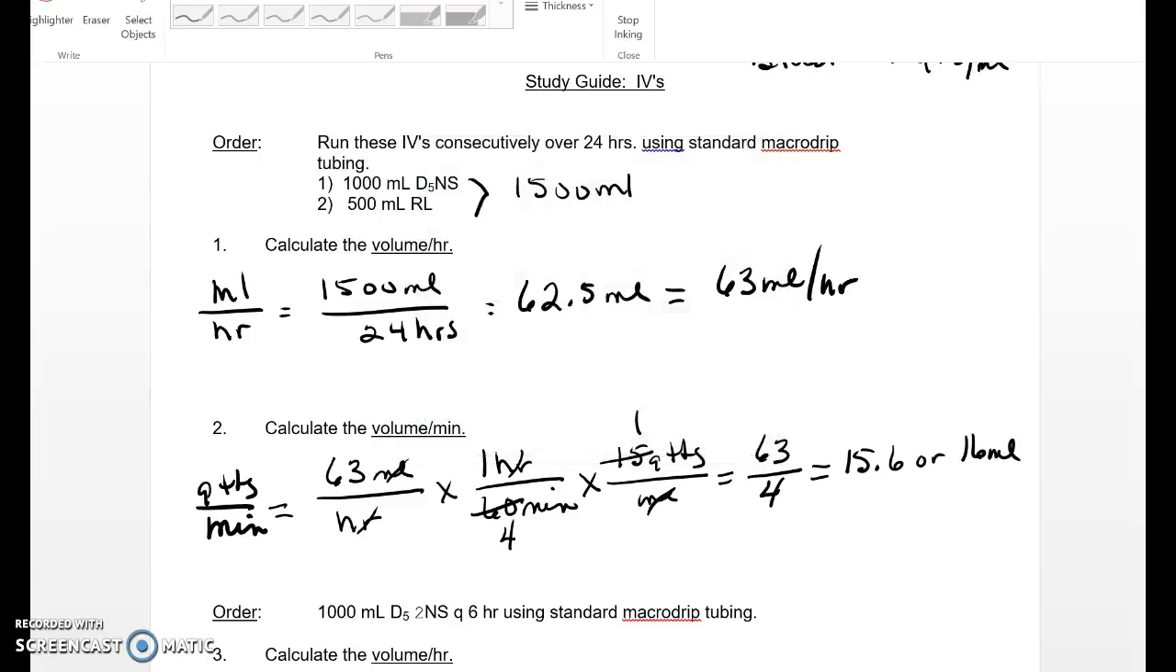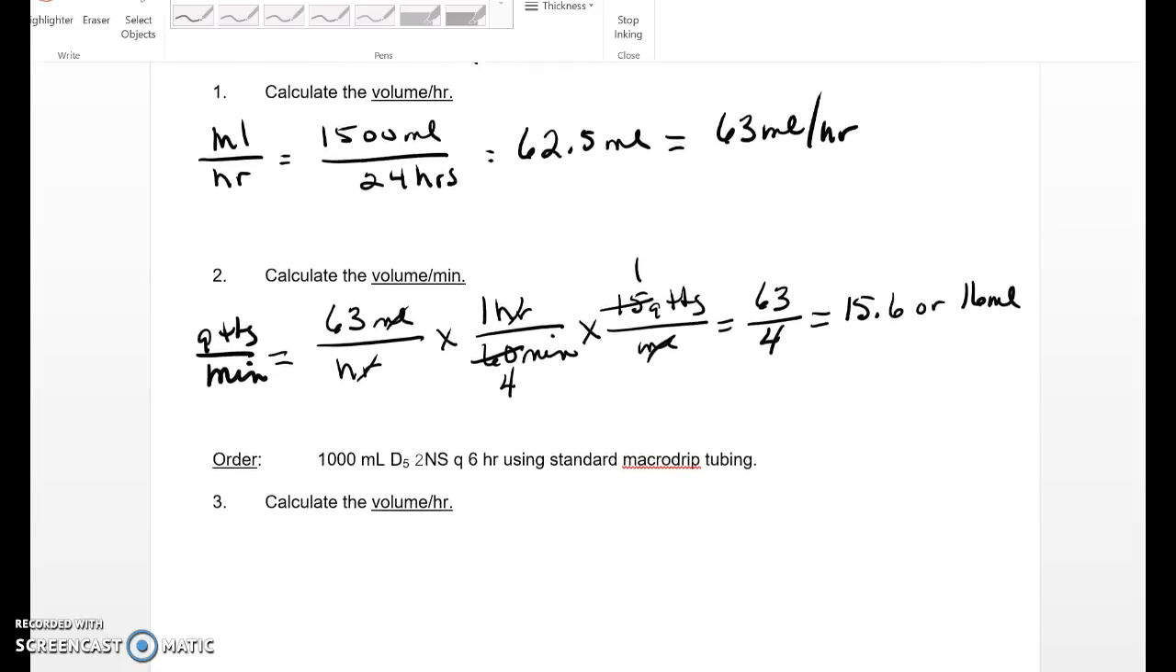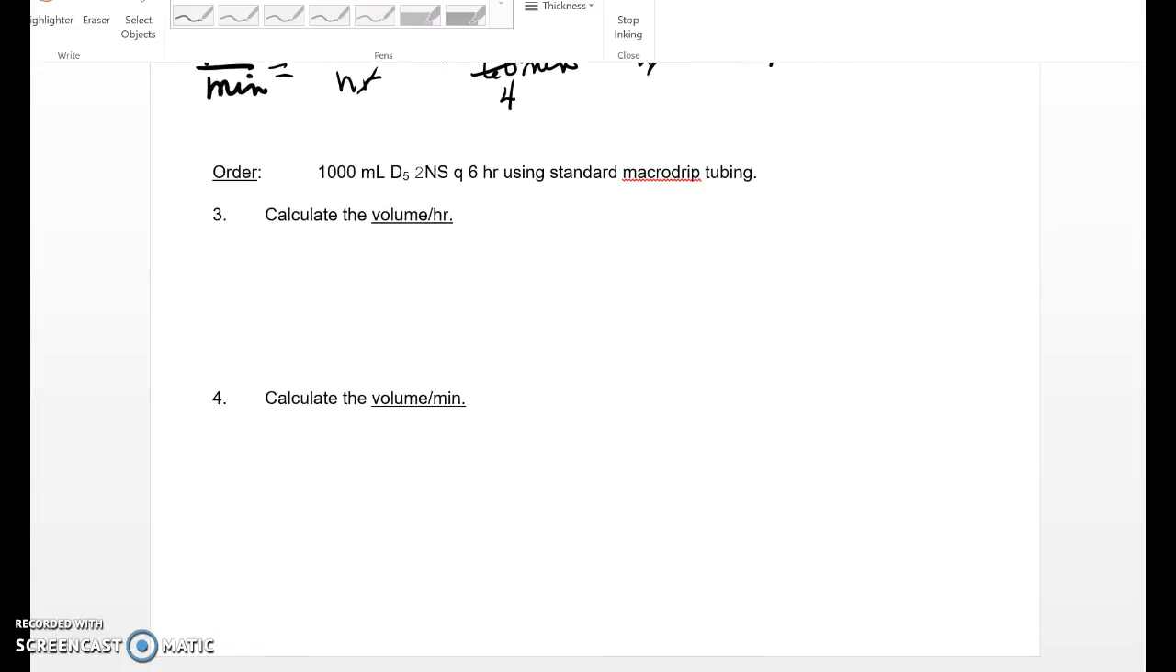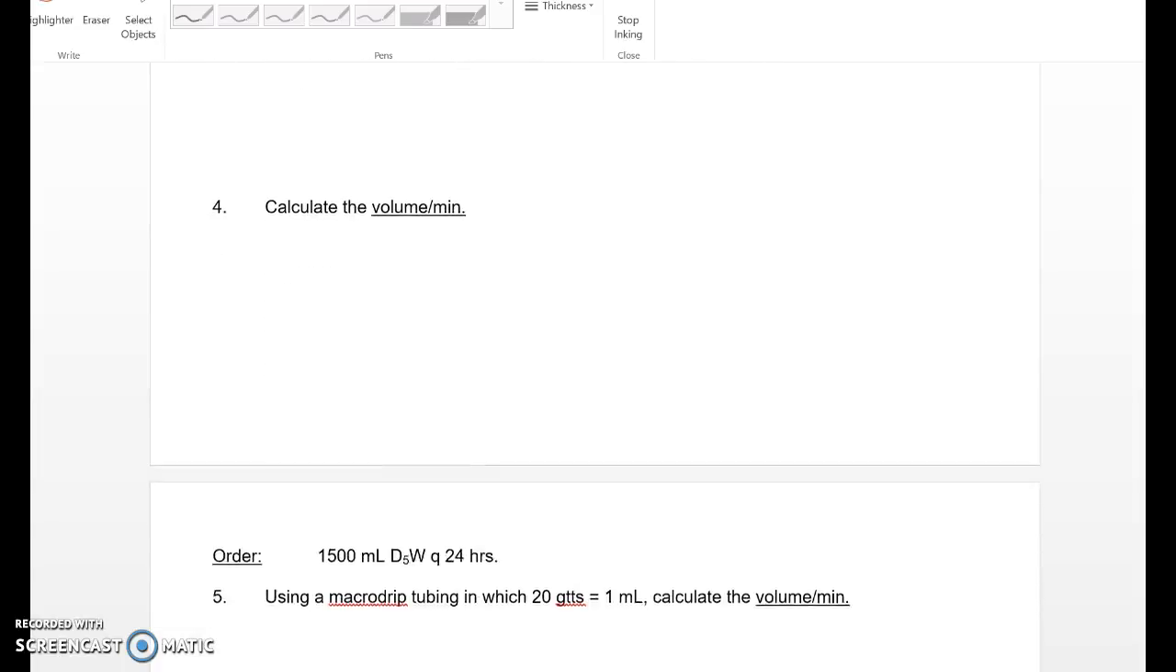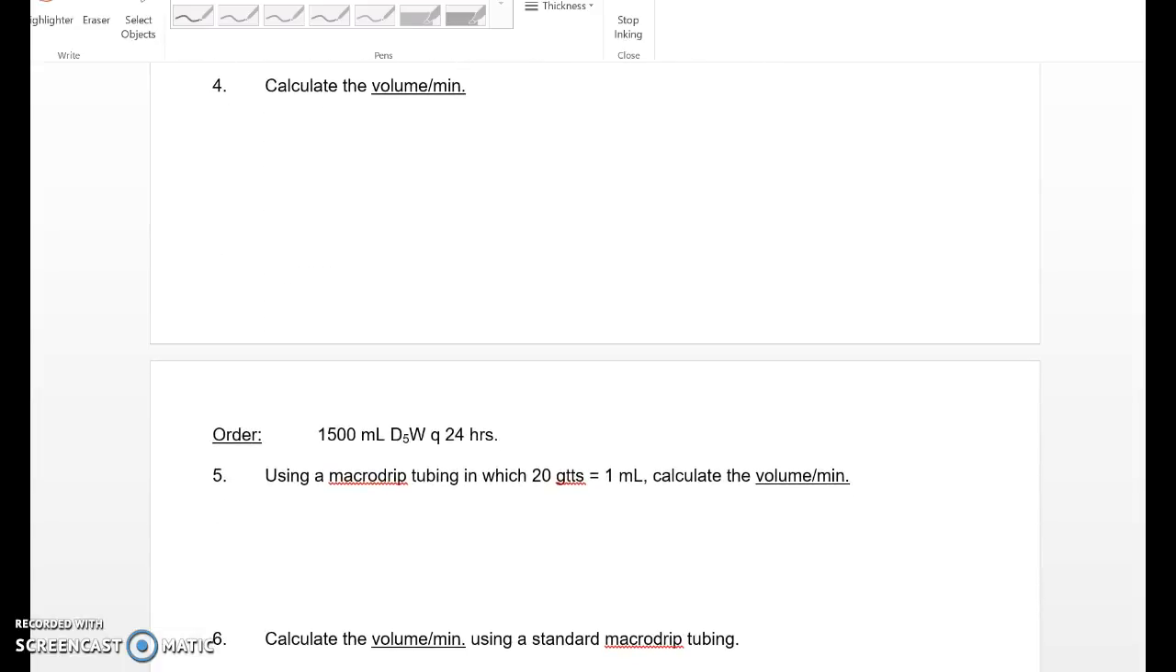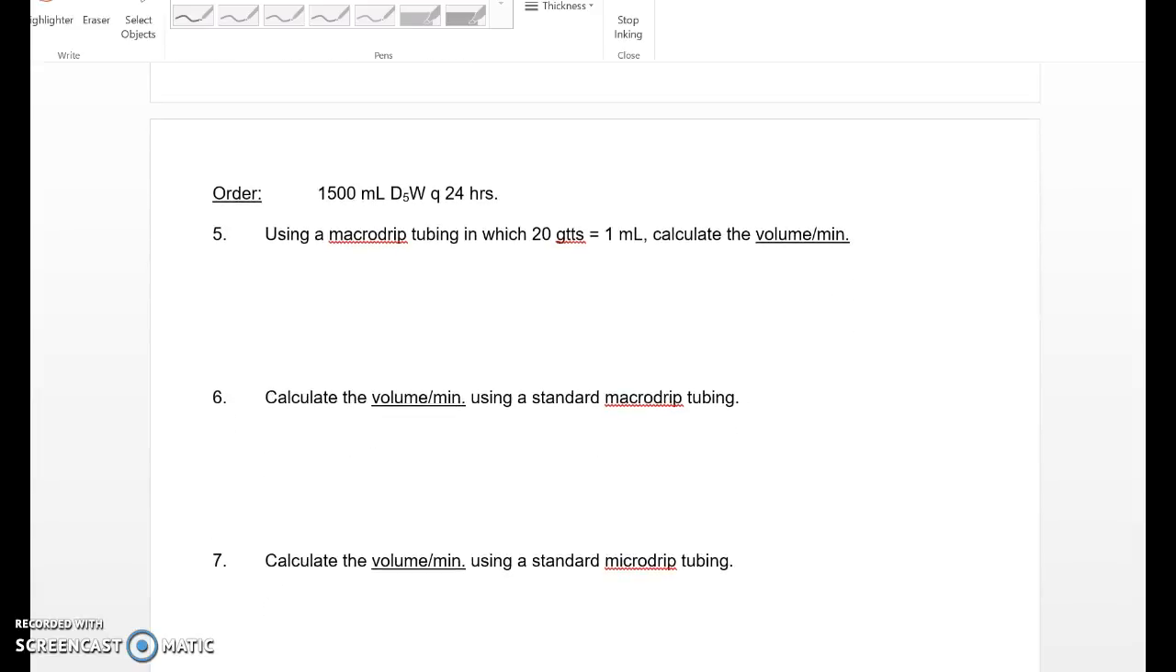Let's go down the page here. The rest of these are basically the same, but I wanted to go over one, number 5. Using standard macro drip tubing, which is 20 drops per ml, calculate the volume per minute. And we're going to give 1,500 milliliters of D5W over 24 hours. So we're looking for volume per minute, remember, which is drops per minute.